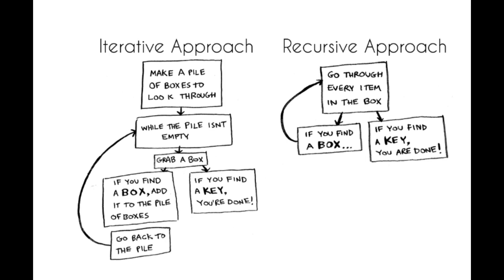The recursive solution can be solved in literally 2 steps. You say, go through every item in the box. If you find a key, you're done. Otherwise, you have found a box, so you know to go back up and just go through every item again in that new box. I will have this article linked down below, and feel free to read through it. I think it's a great example to understand the basics of recursion and why recursion can actually simplify a certain problem.